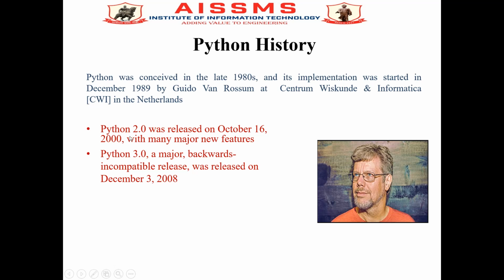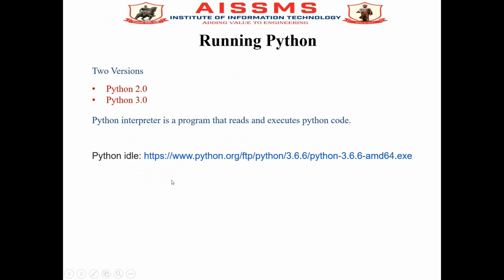So Python actually has two versions. Python 2 was released on October 16, 2000 with many major new features. Then Python 3, a major backwards incompatible release, was released on December 3, 2008.